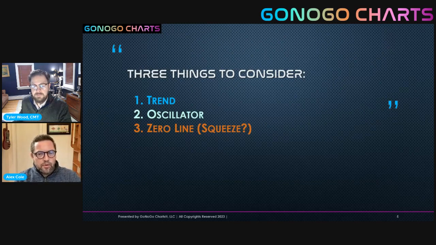And then the third question, and perhaps the most powerful piece of this, is there anything interesting happening around that zero line? And remember, that will incorporate the squeeze if it's there. So if we can answer those 3 questions, if we can understand those 3 talking points, then we can have a competent understanding of the technical analysis of any chart that we're looking at.